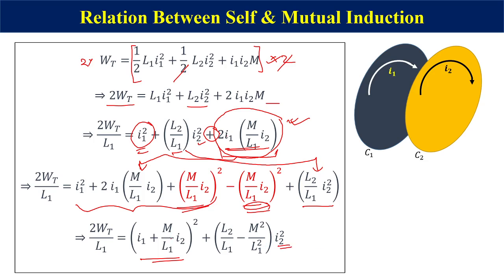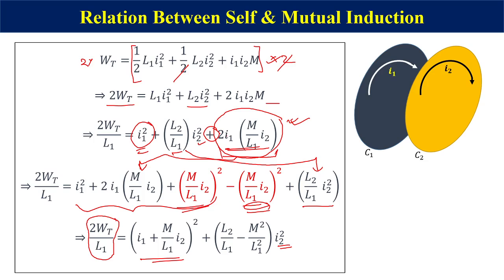All right, so I have got already these two terms, which is equal to twice the total energy stored in the system divided by L1. But L1 is anyway a constant. L1 is nothing but the coefficient of self-inductance of the first coil. L2 is the coefficient of self-inductance of the second coil, and similarly M is the mutual inductance between them. So these are all constant terms.